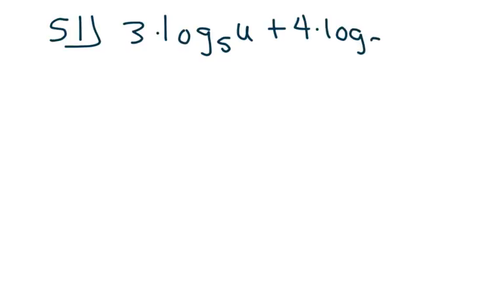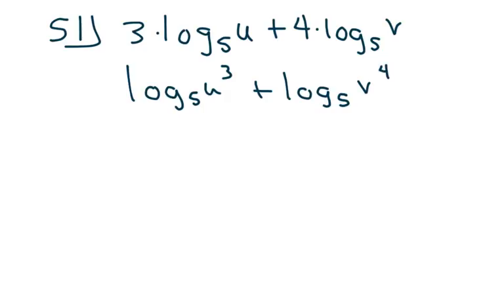So 51 is 3 times log base 5 of u plus 4 times log base 5 of v. So the first thing I'm going to do is condense the power property and write this as log base 5 of u cubed plus log base 5 of v to the fourth. So I use my power property. Now I'm going to use my product property and put these together. Log base 5 of u cubed times v to the fourth. Alright, and that was it.